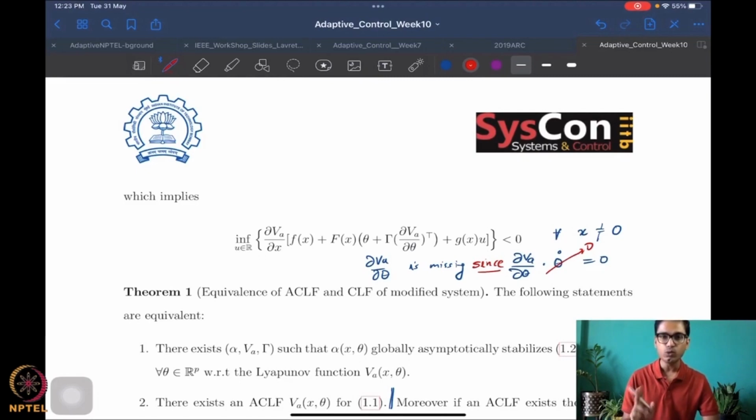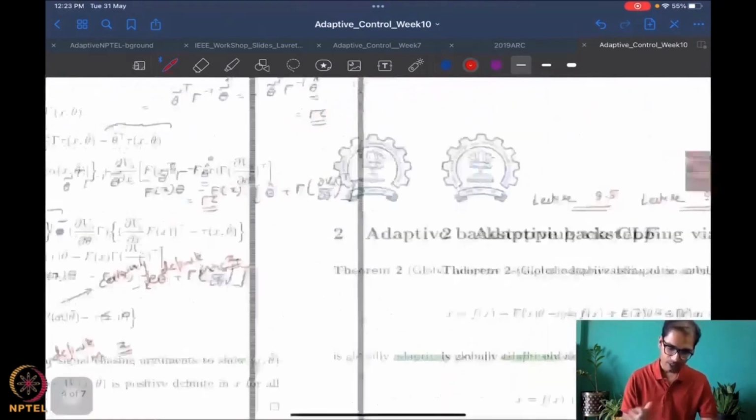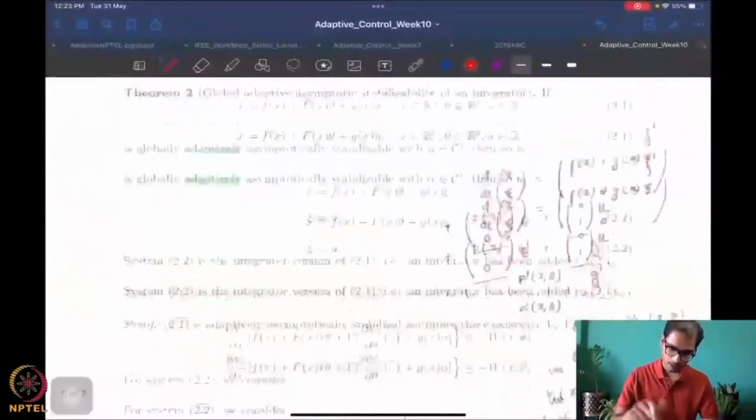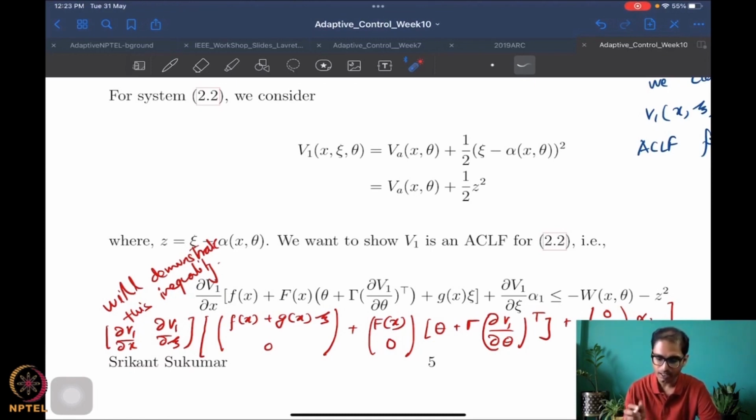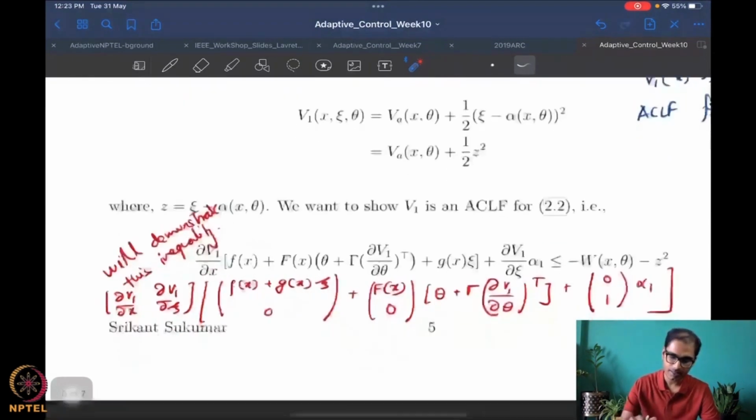Now in this case, there are two states that V1 depends on, X and psi. Therefore, there has to be del V1 del X and del V1 del psi, right? And the term in theta is just modified. Everything else remains exactly the same.